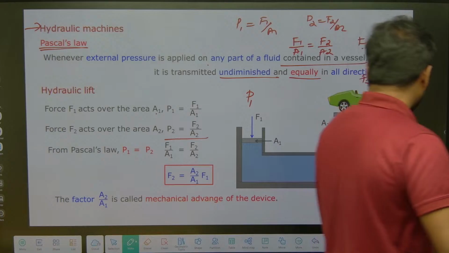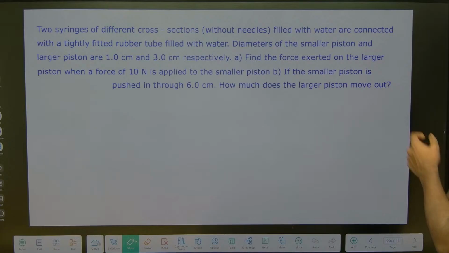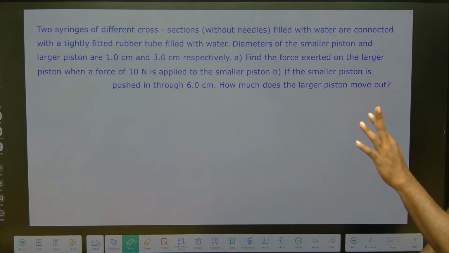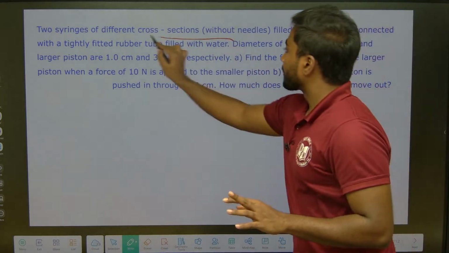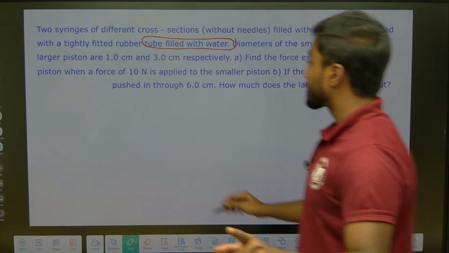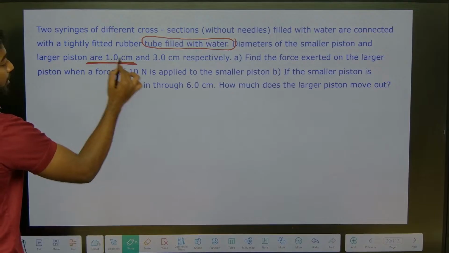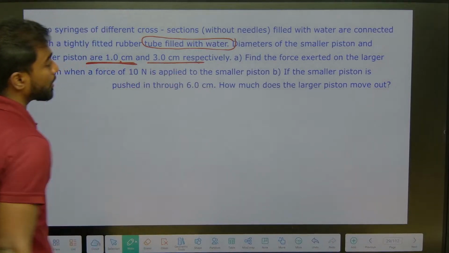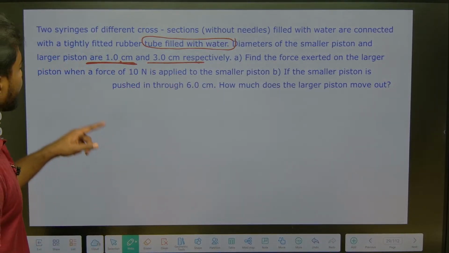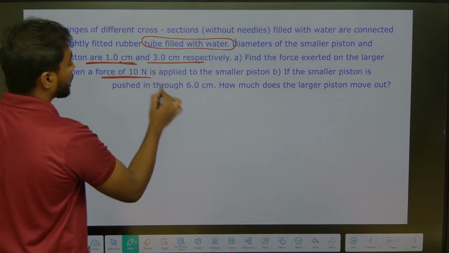Done? Okay, so here is the question. Two syringes of different cross sections filled with water are connected with a tightly fitted rubber tube filled with water. The diameters of the smaller and larger pistons, they have given diameter, not area, as 1 centimeter and 3 centimeter respectively. Find the force exerted on the larger piston when a force of 10 Newton is applied on the smaller piston.